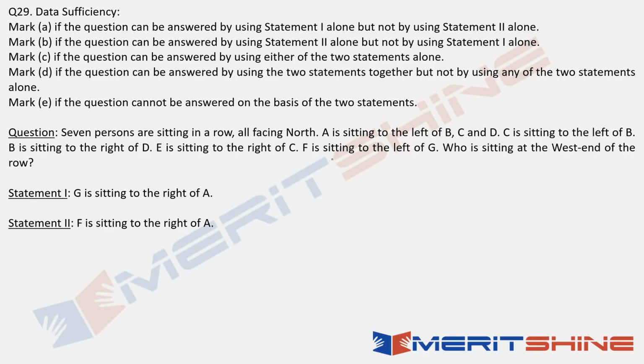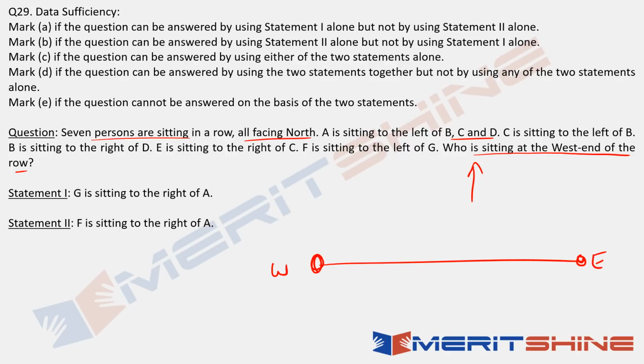7 persons are sitting in a row. Again, some data, I would have left this, but look at how easy this question was. If you had read it carefully, you could not have got it incorrect. 7 persons sitting in a row, all facing north. Fine, so they are facing this direction. A is sitting to the left of B, C, D. One small tip is when you're doing data sufficiency in a test like this, look at what they are asking. What are they asking? Who is sitting at the west end of the row? So if the row is like that, west end would be this end. Fine, so this is west, this is east, right?